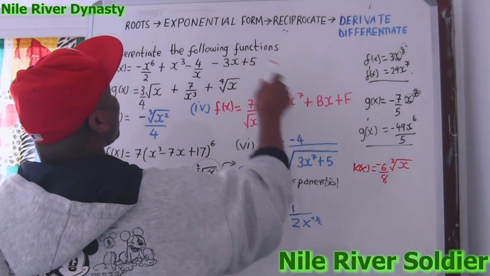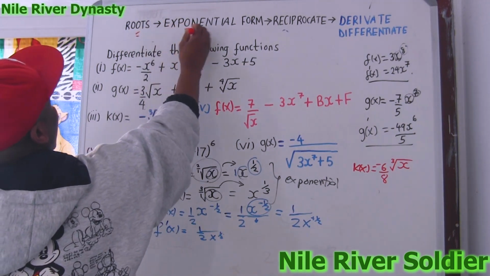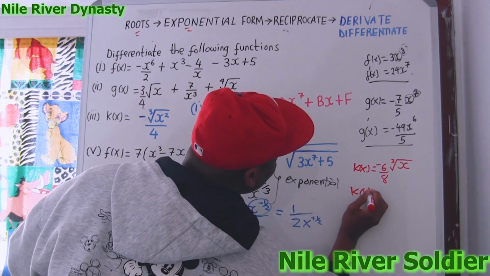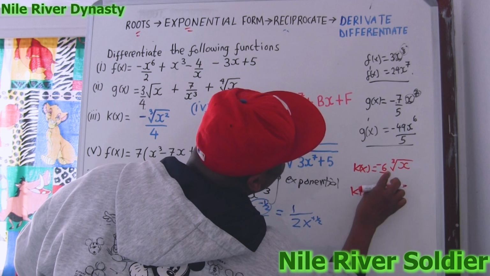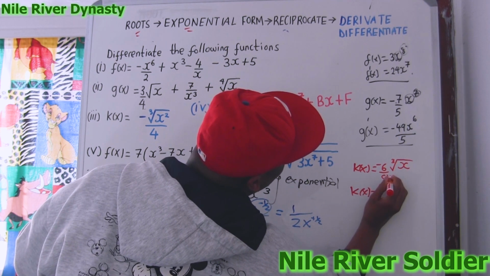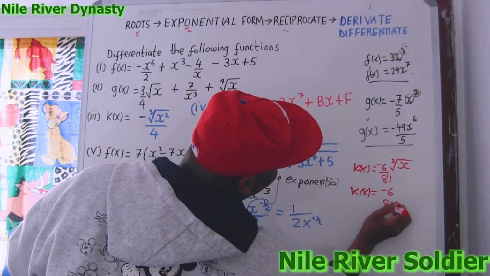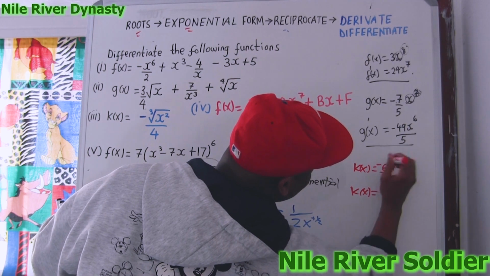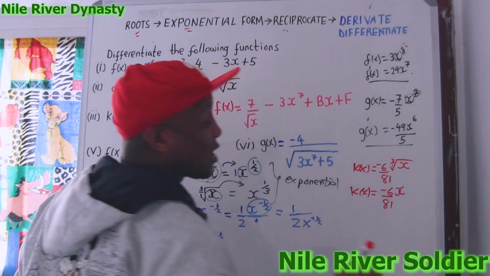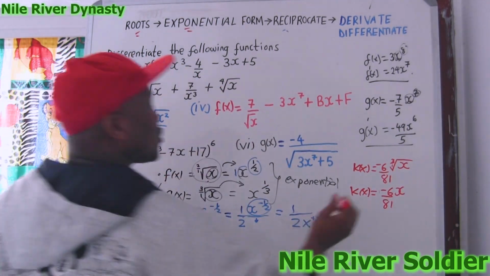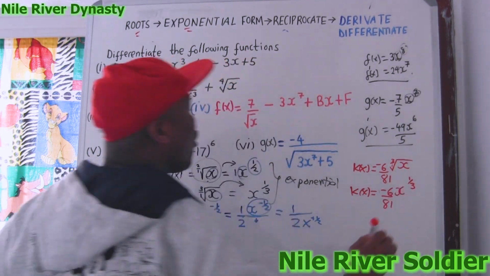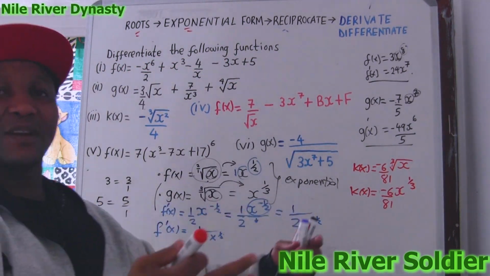So first step, make sure you change from the root to exponential. So this is going to be k of x. That's the first step before I differentiate. It's going to be negative 6 over 8, let's make it 8 to 1, over 8 to 1. So this x, and remember, this is like over 1. They don't give it to you, but I know it's 3 over 1. So it's going to be x to the 1 over 3. So from there, then I can differentiate. You know why?